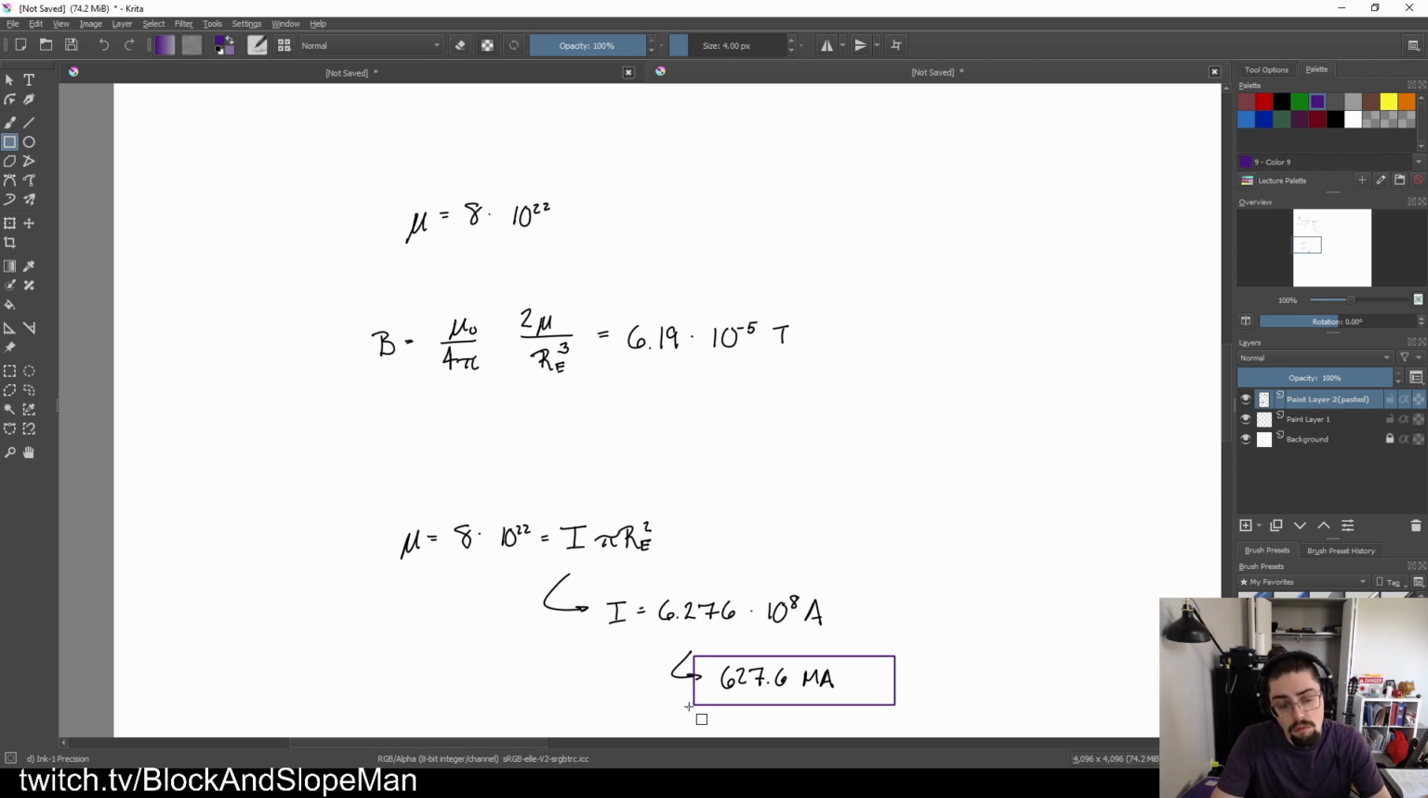So, how could we do this? What clever tricks do you think we could actually come up with to make a dipole moment like this, to make a magnetic field like this, and still have it be sustainable or reasonable to run in any sort of fashion? You would certainly have to have high voltage.